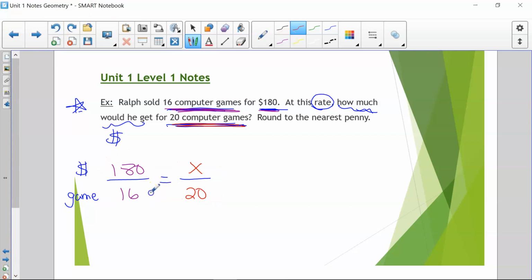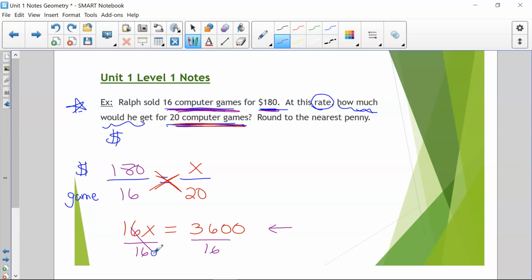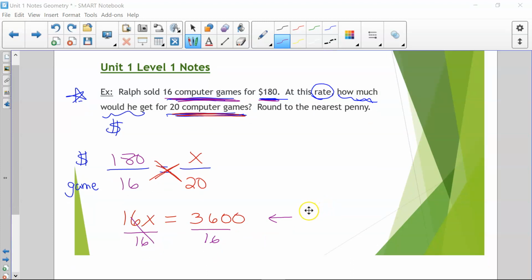When we cross multiply, one of the cross products would be 16 times x is equal to the other cross product, which would be 3,600, which is 180 times 20. Now to solve this equation, we would say 16 times what equals 3,600, and we undo multiplication with division. In the end, we would get x equals $225.